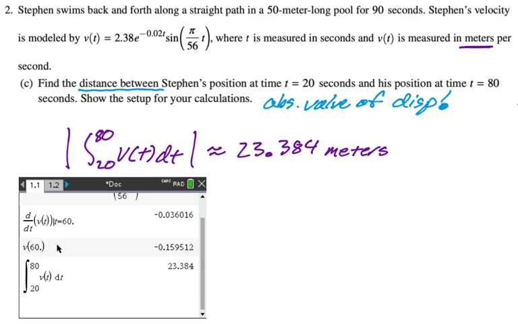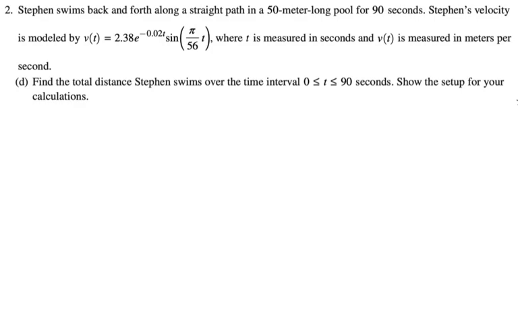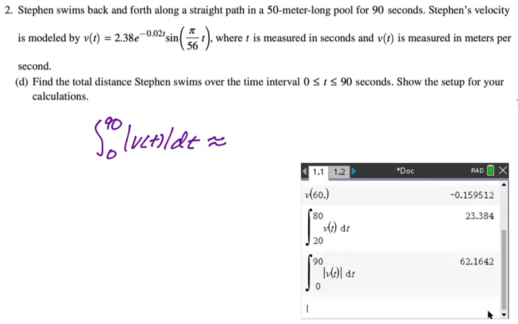All right, let's take a look at part D. Find the total distance Steven swims over the time interval from 0 to 90 seconds, and show the setup for your calculation. In contrast to the previous one, this is going to be the integral of the absolute value of velocity. That's distance traveled. So my setup is the integral from 0 to 90 of the absolute value of v of t dt. This is a calculator question, so we just punch it in, and we get approximately 62.164, and meters are the units. So that's the entirety of question number 2. I think this, again, is a pretty fair question. I hope this was helpful, and good luck.